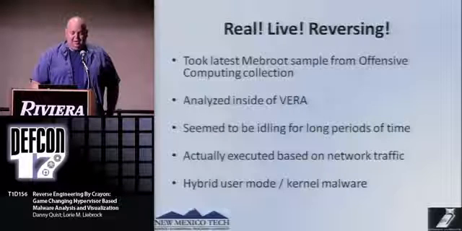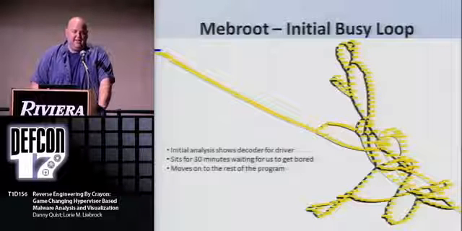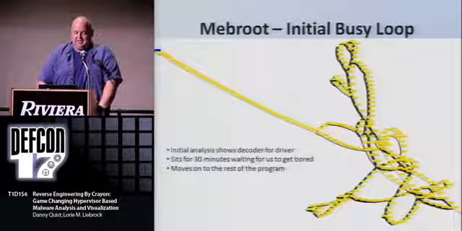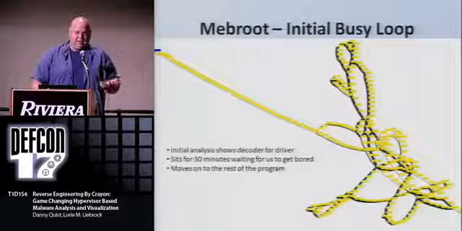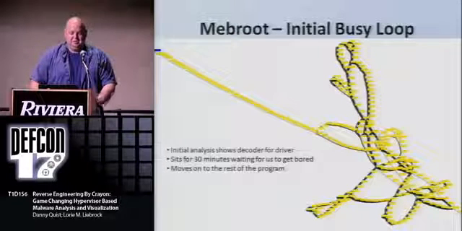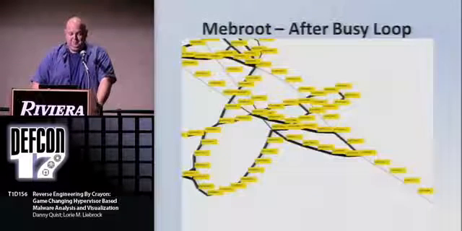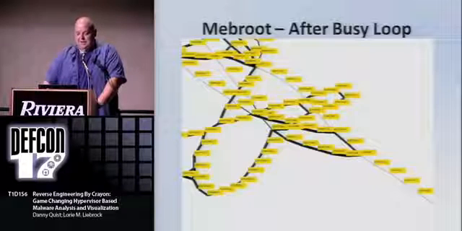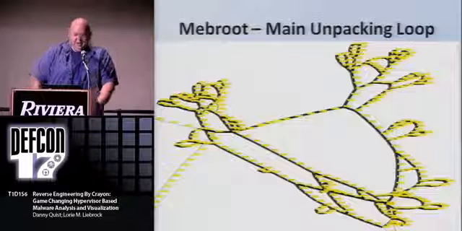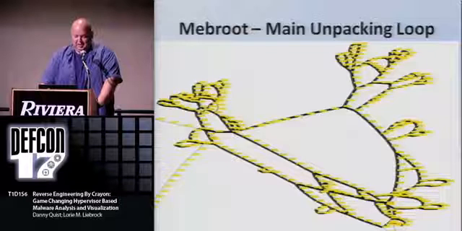So MEBroot is a hybrid user mode and kernel-based malware. When I initially executed it for maybe 30 seconds and stopped it, I saw this basic execution right here where it just sat inside of this, but wasn't really doing anything. Essentially it just sits in here for 30 minutes waiting for us to get bored. So I accidentally left it running overnight and tried to look for any sort of unpacking program that it was running after. Once it got through that unpacking program, it transitioned into this main area of execution, which was the top portion of this loop, and got going.